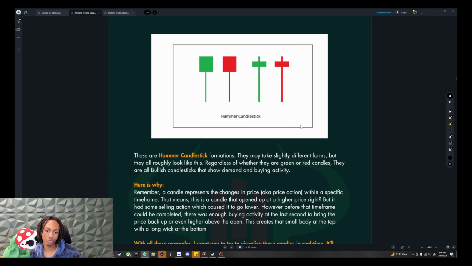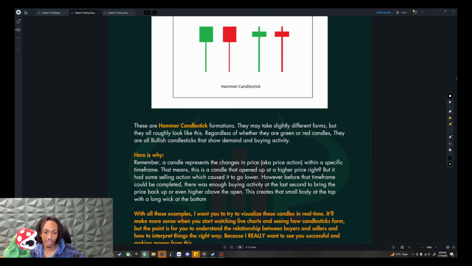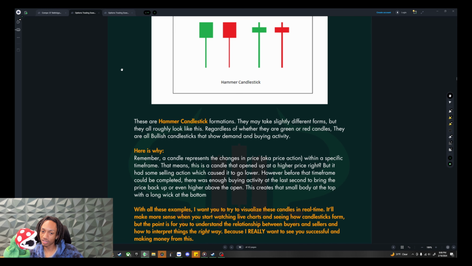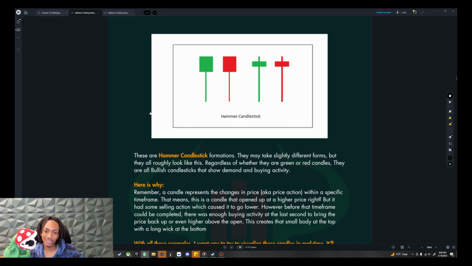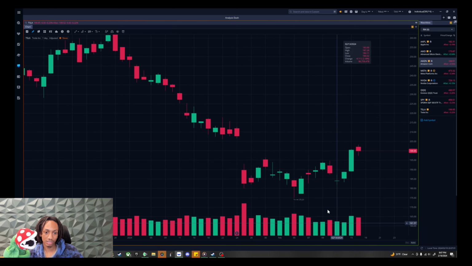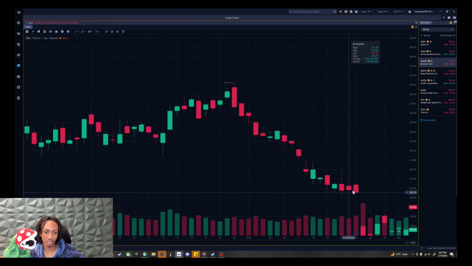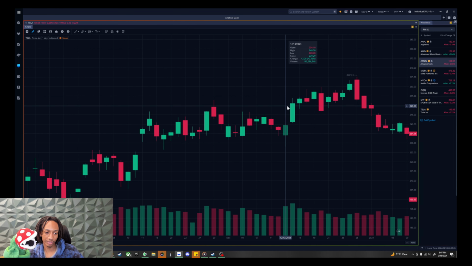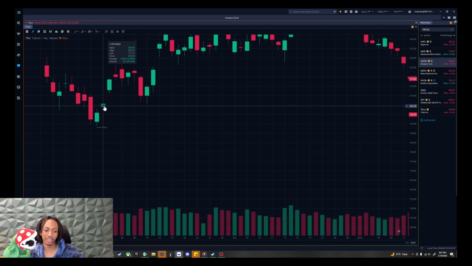So right now, first one, you've got the hammer candlestick. Hammer candlestick formations take on slightly different forms that all look very different. Nothing is cookie cutter here. But roughly, give or take, they're going to look like this. This is a hammer candlestick. This is a hammer candlestick. This is a hammer candlestick.